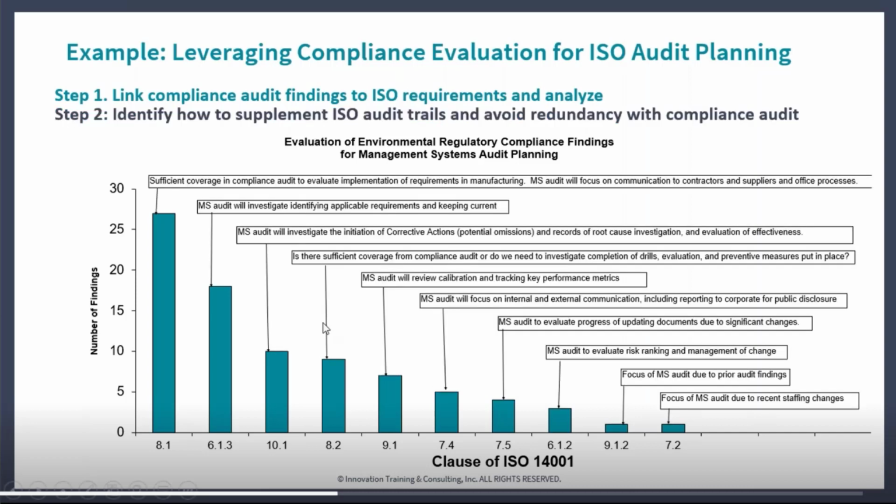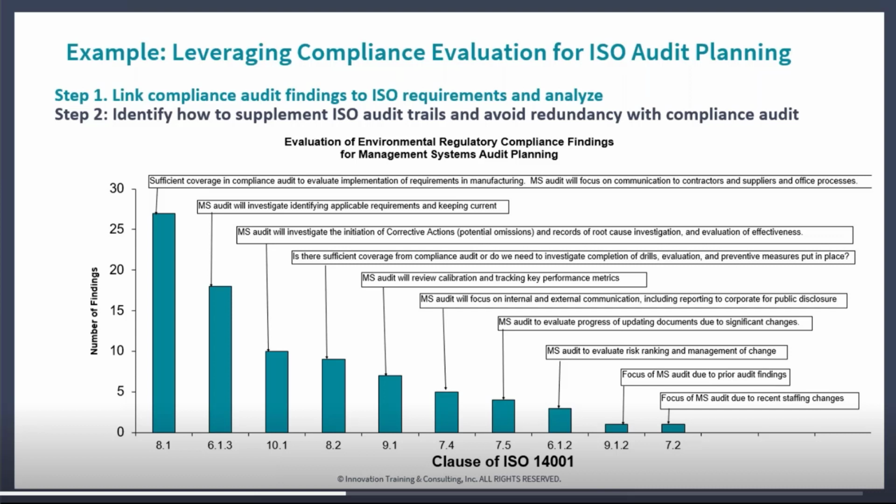But in the example under operations 8.1, the note there says it's sufficient coverage in the compliance audit to evaluate implementation of requirements in manufacturing. The systems audit will focus on communication to contractors and suppliers and the office processes. And so for each one of these, there's a statement that says, okay, looking at that compliance audit, what do we know, and then what do we still need to know in order to understand our systems.